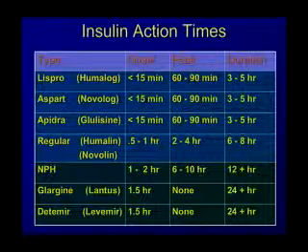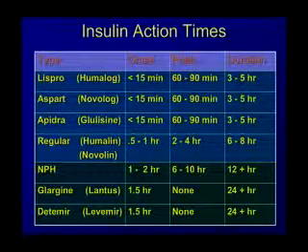You take them, you eat. Don't take them and then go to the restaurant. You'll be low before you get there. They work right away. They peak in 60 to 90 minutes. They last 3 to 5 hours. They're done when the food's done. It's a really nice match.